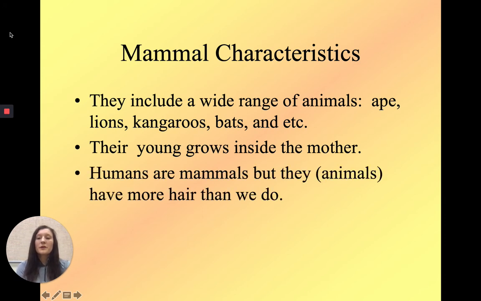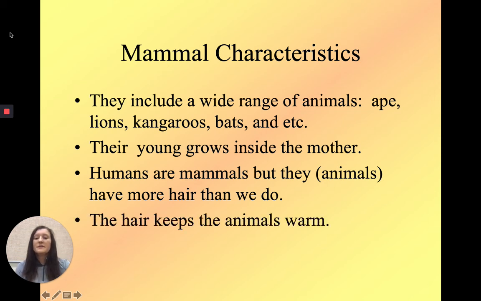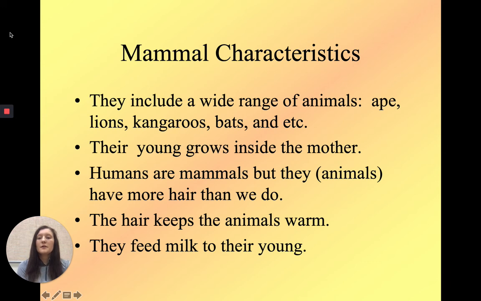Humans are also considered in the mammals group, but animals have more hair than we do. This is because the hair is what keeps the animals warm. Another big characteristic of mammals is that they feed milk to their young. This is one of the biggest ones. If an animal feeds milk to their young, you automatically know that they are going to be in the mammals group.